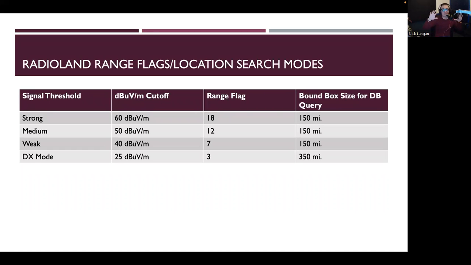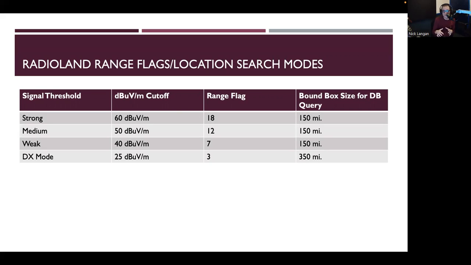There is a bound box. What that means is the database is queried. That's every station in North America based on your coordinates that you give RadioLand. So let's say in Petersburg, Virginia, I'm querying, I want my FM dial. So the database is queried out to 150 miles, northwest, northeast, southwest, southeast, 4 directions. That's very fast. Querying a database is maybe a second, maybe not even. It's calculating the Longley-Rice that takes some time.